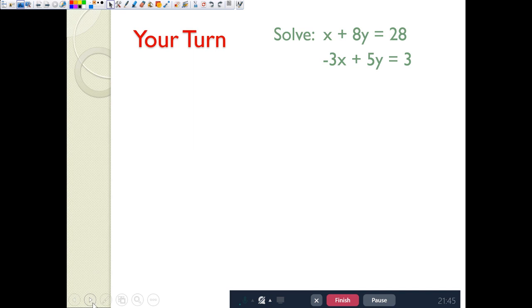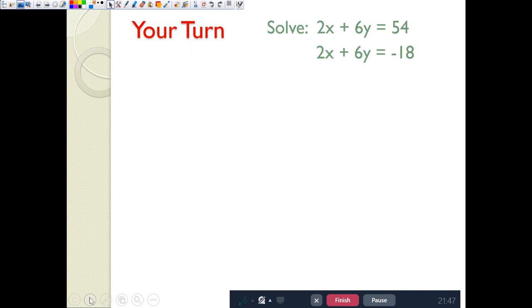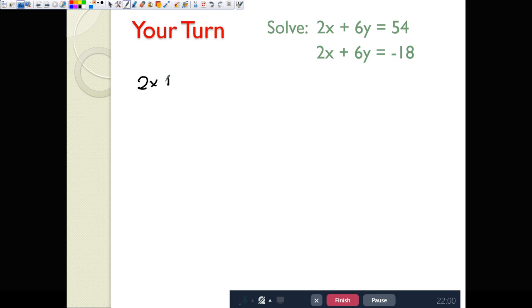Alright, are they both in the same format? Yes. Do I have opposites? No. So what do I need to multiply by? Negative 1. Do we multiply the top or the bottom? Top. Sure. So I have 2x plus 6y equals 54, and we multiply the whole thing by negative 1. So we get negative 2x minus 6y equals negative 54.